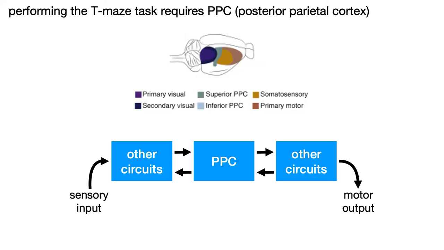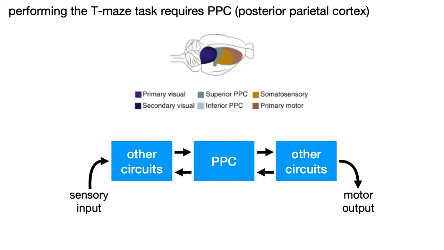You might be aware that there are parts of the brain that are involved in direct muscular activity or motor output. There are other parts of the brain that are sensory regions. They receive signals coming in. PPC is neither of these, right? So it's a circuit that's sort of embedded somewhere in the middle of the brain, and what it represents is therefore a little bit more abstract. It's not directly related to sensory or motor signal.